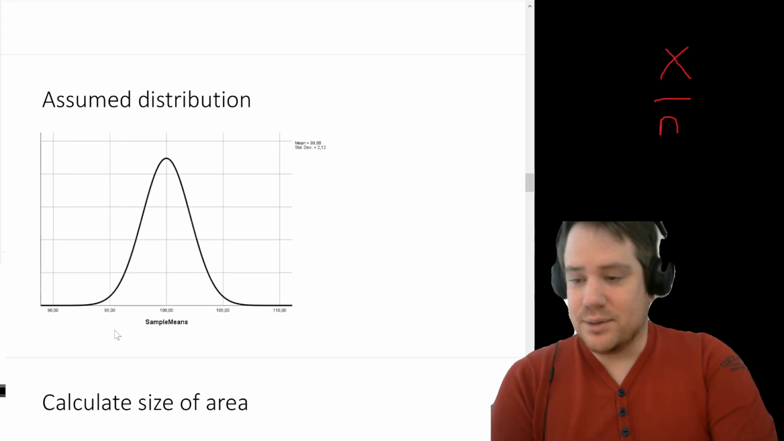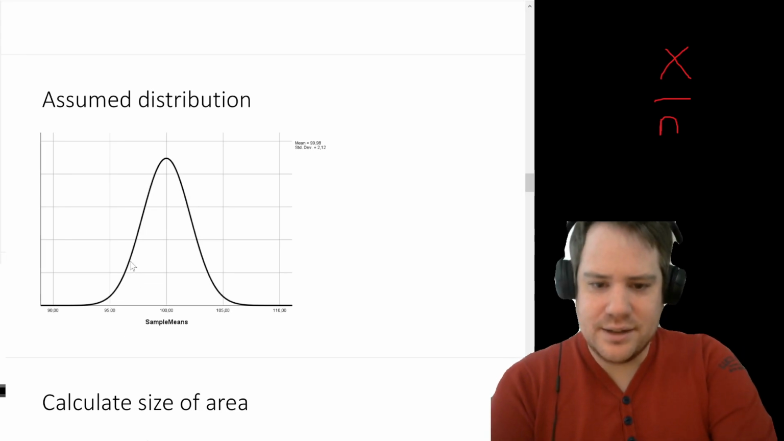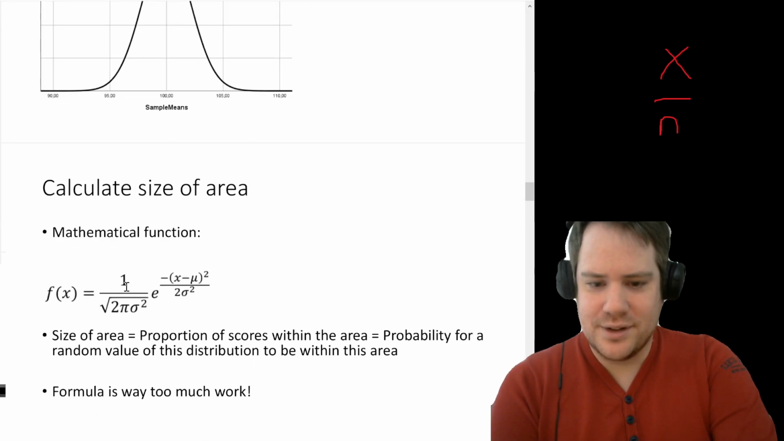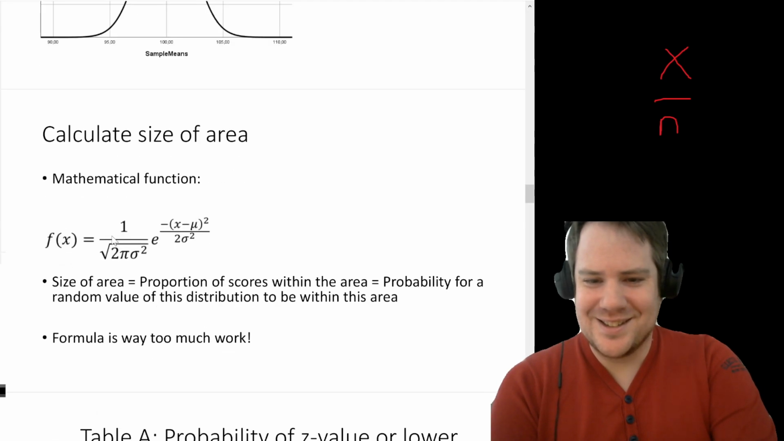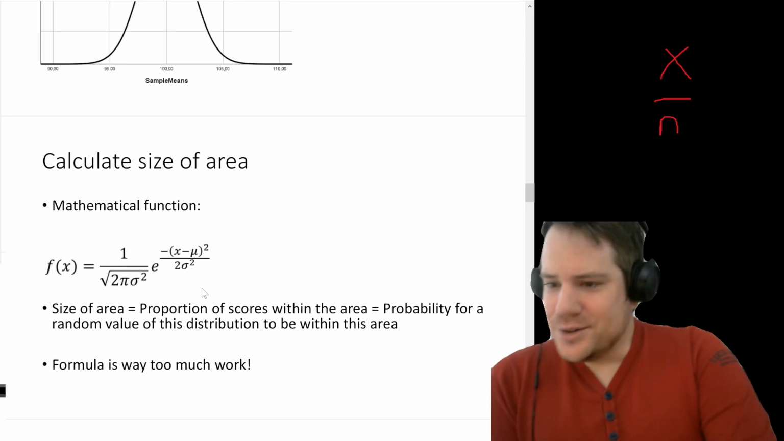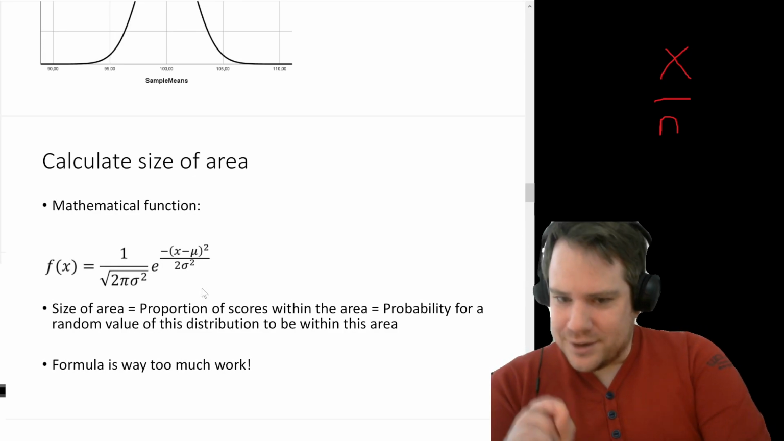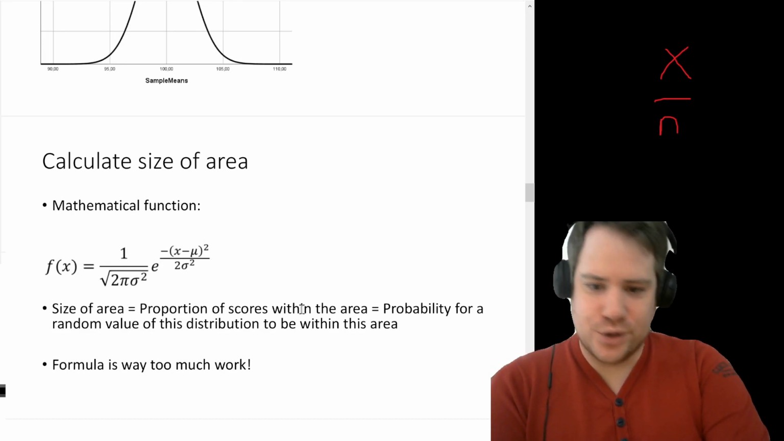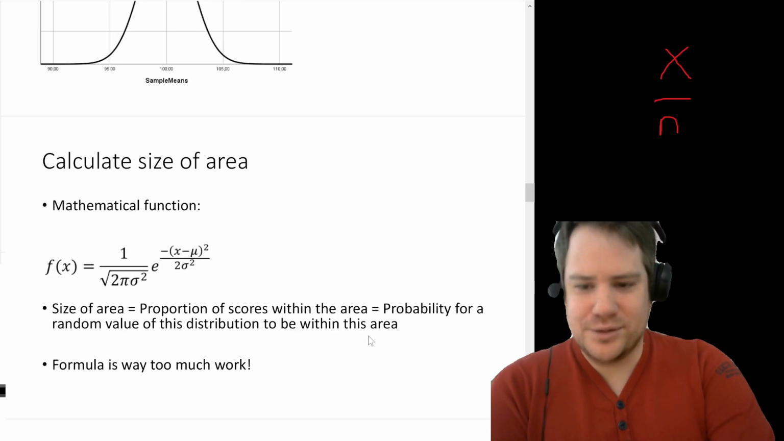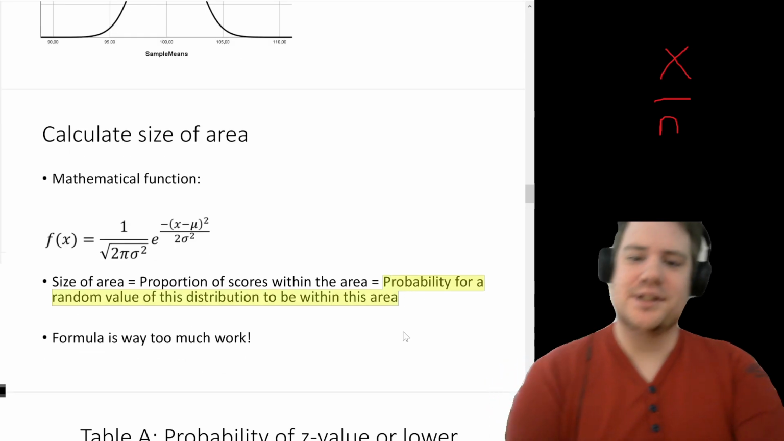So what we can do is calculate the size of the area that we're interested in. For example, if we're interested in 96.7 or lower, we can just take this part of the graph and calculate the area for it using this formula, among others. Using that, we can literally calculate the size of the area to find the proportion of scores within that area, and by extension, the probability for a random value of the distribution to be within the area, which is what we're interested in.